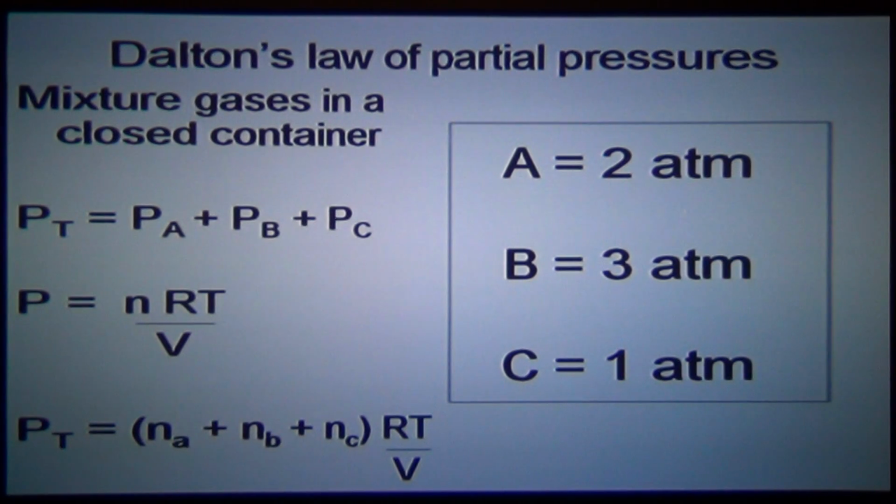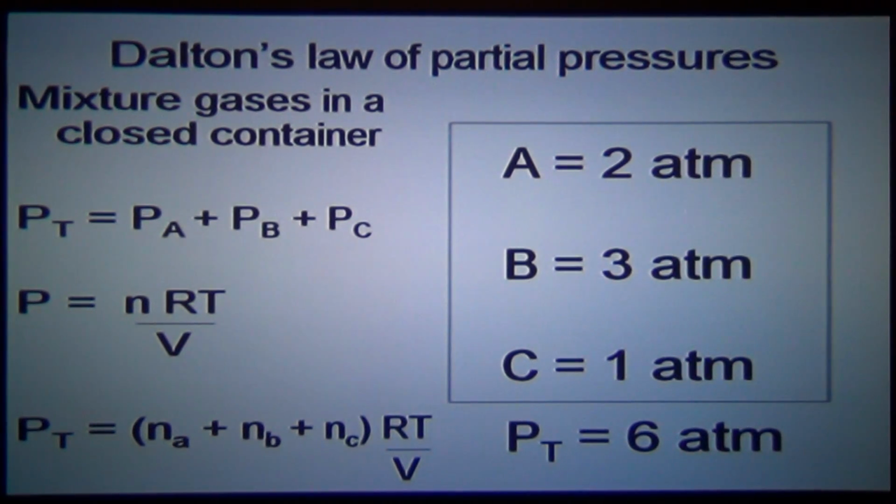So if we have a common container on the right hand side with gas A, B, and C, and they're all in the same unit, in this case they're all in atmospheres, Dalton's law is very simple. We simply have to add them together to get the total pressure of those three gases in a common container. And obviously the total pressure in that container would be 6 atmospheres.